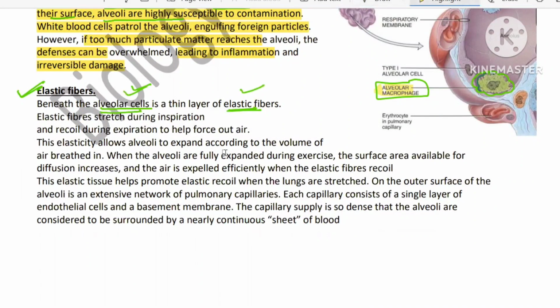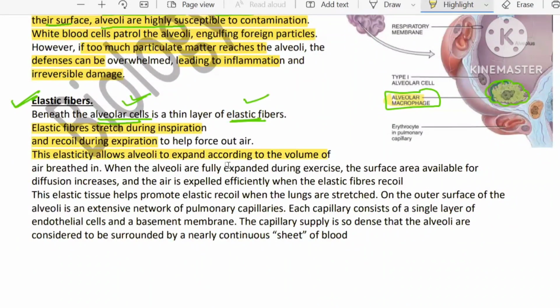And elastin fiber will stretch during inspiration and recoil during expiration. So this elasticity allows alveoli to expand according to the volume of air which is taken in. You know very well, when you do forceful inspiration, your alveoli are fully expanded. So surface area is increased and air is expelled out properly when the elastic fibers recoil. So this is going on. But in emphysema, the problem is the elastic fibers are damaged. So the elastic tissue promotes elastic recoil when the lungs are stretched.